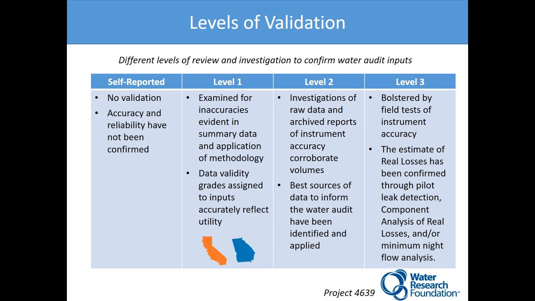So specifically, the level one validation goals are to examine inaccuracies in summary data, so to take a look one level back behind the total number of production volume, for example, and to examine where there are any indications of error in that summary volume, and how we can correct, if at all, for those values. And secondly, to make sure these data validity grades, the things that are supposed to give us a sense of how confident we are in our data, accurately reflect the utility's practices.